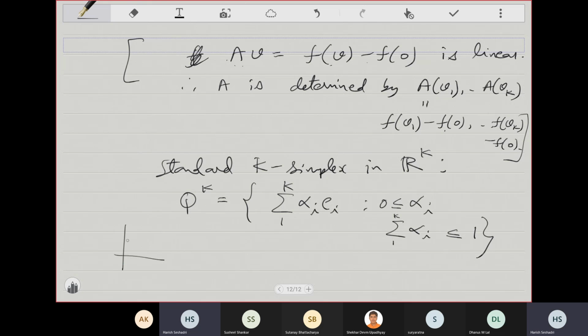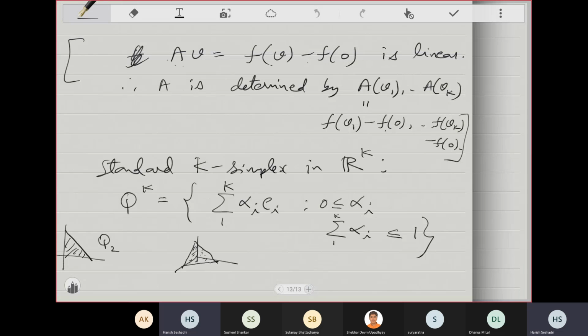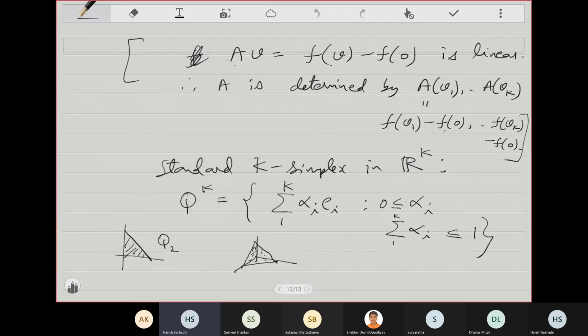So in dimension 2, I'll just get this, this is Q_2. In dimension 3, I'll get a tetrahedron in the positive quadrant of the XYZ plane, and so on. Of course, in dimension 1, so this is Q_3, Q_1 would be just the interval 0 to 1.